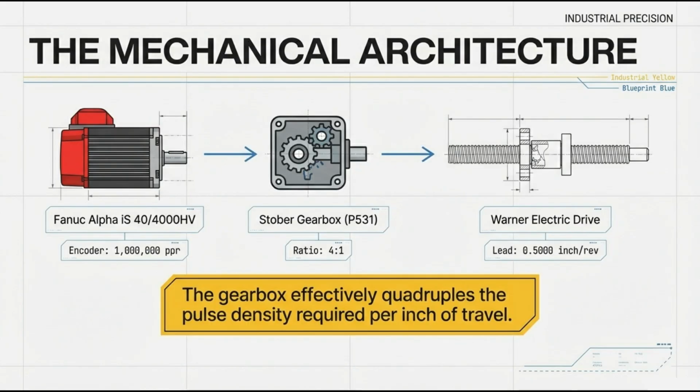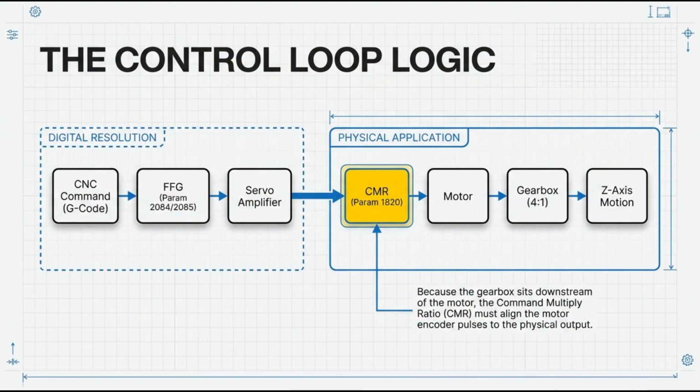The mechanical architecture involves the Fanuc alpha motor, the Stober gearbox with a 4:1 ratio, and the Warner electric drive. The gearbox quadruples the pulse density required per inch of travel. In the control loop logic, the command multiply ratio, or CMR, must align the motor encoder pulses to the physical output as the gearbox is downstream of the motor.